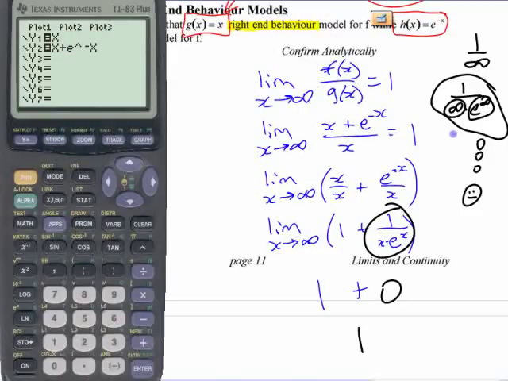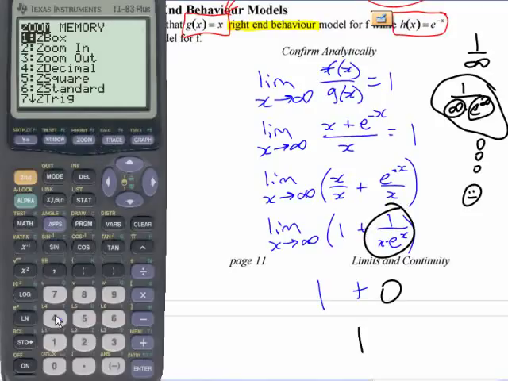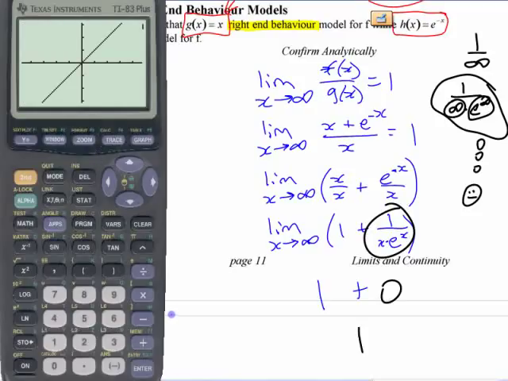So we left last time talking about end behavior models. All an end behavior model is, is a simpler function that has the same behavior as x approaches infinity or negative infinity. This y equals x is a right end behavior model for this complicated function. When we looked at the graph, that's the end behavior model because the actual function gets closer and closer to it as you go to the right.